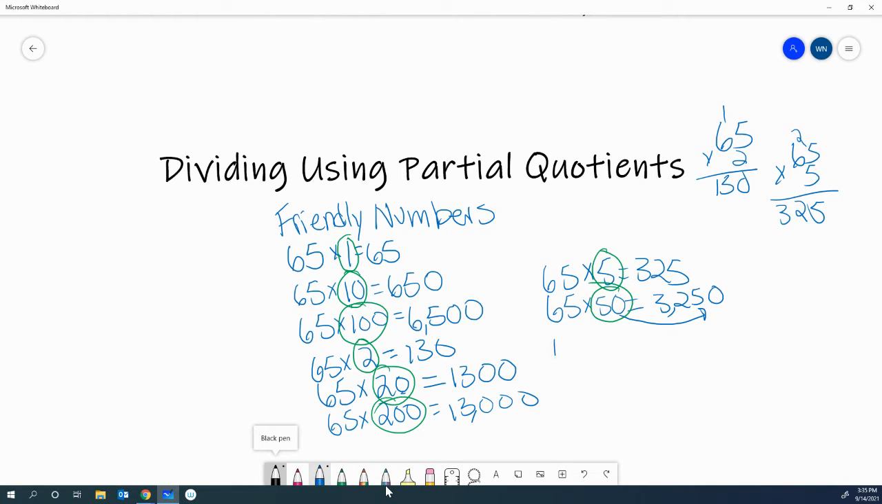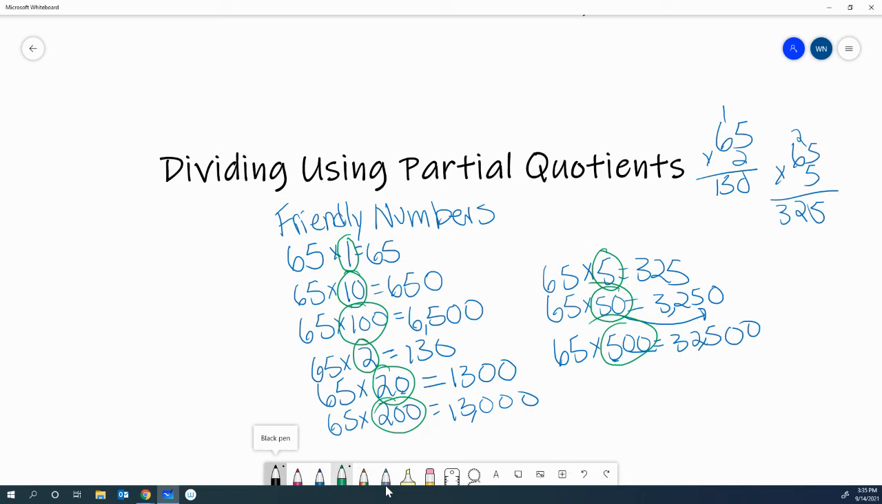Let's do one more. 65 times 500. I know I'm going to have 325 from 65 times 5, and just add my 2 zeros. 32,500. That's a really easy way to do super hard math problems really quick. It also tells us that 500 is a super friendly number.